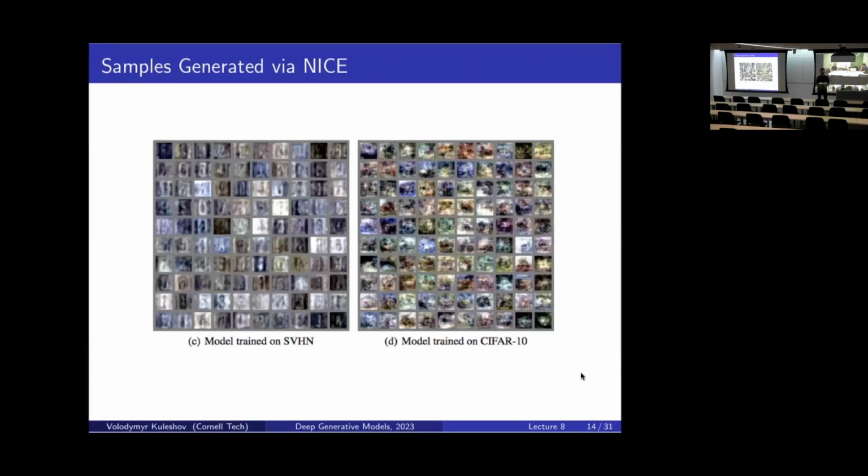Okay, these are some samples from NICE on other data sets. Here we have a model trained on something called SVHN, which is street view house numbers, and then CIFAR10. Okay, so this doesn't look at all like CIFAR10 samples. Right now, they can be indistinguishable with modern models, but at the time, this was a great result for normalizing flow models.